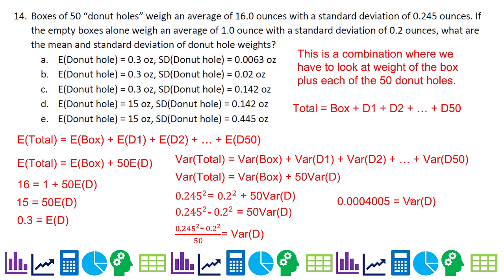And I should get a value of 0.000405. But that's not the answer. And you're like, wait, there's nothing like that there. Well, that's the variance. To get the standard deviation, I have to square root that number, which gives me 0.020. So the correct answer is B.